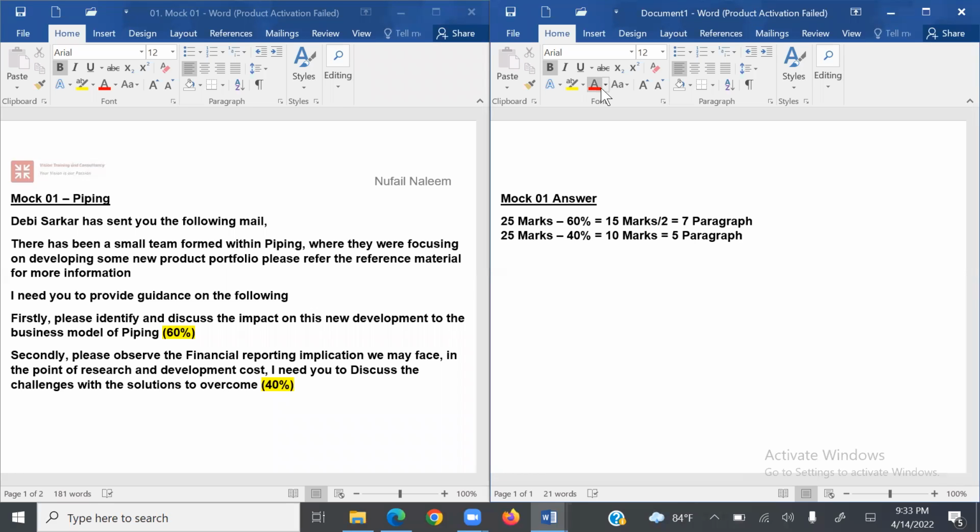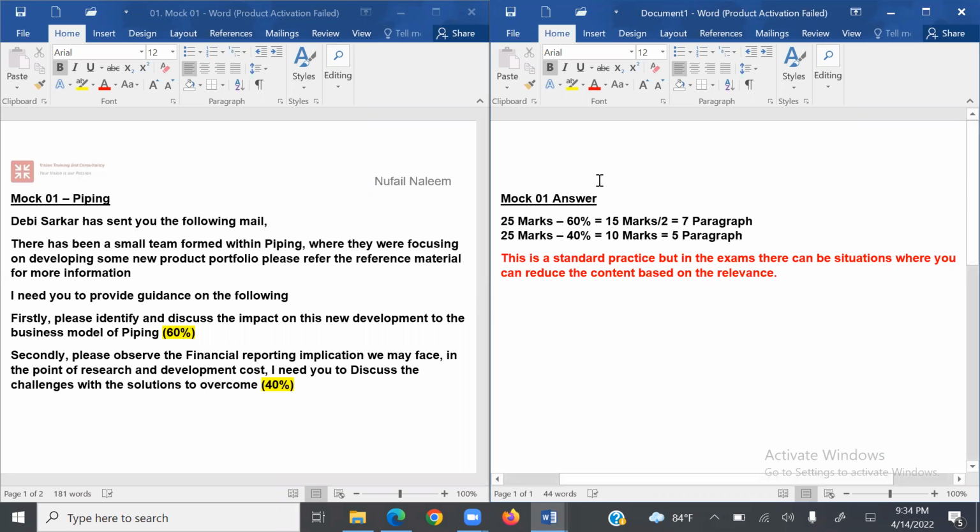So I'll write down here, this is a standard practice. Get this point of view. But in the exams, there can be situations where you can reduce the content based on the relevance. But students, generally, the more detailed your answer, the more you will be able to score the full marks. So the next point of view I want to say is very simple, that is how to structure the answer.